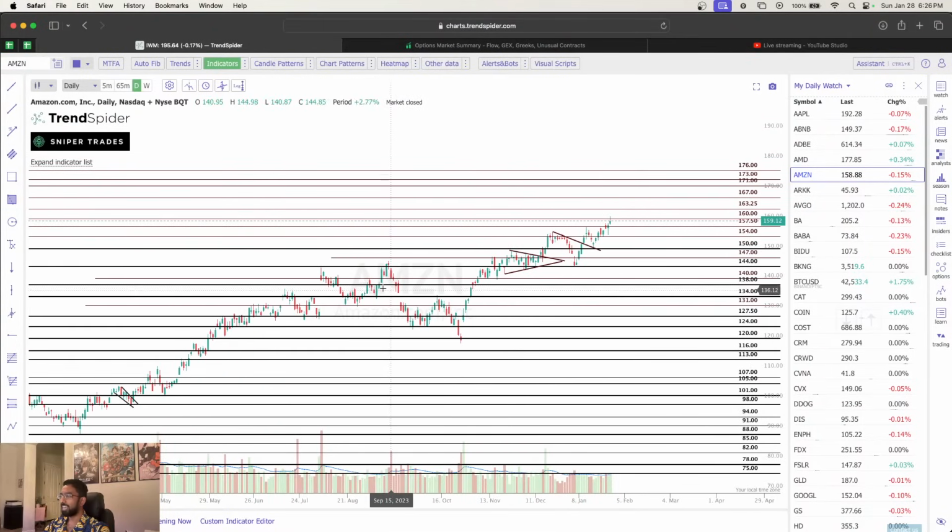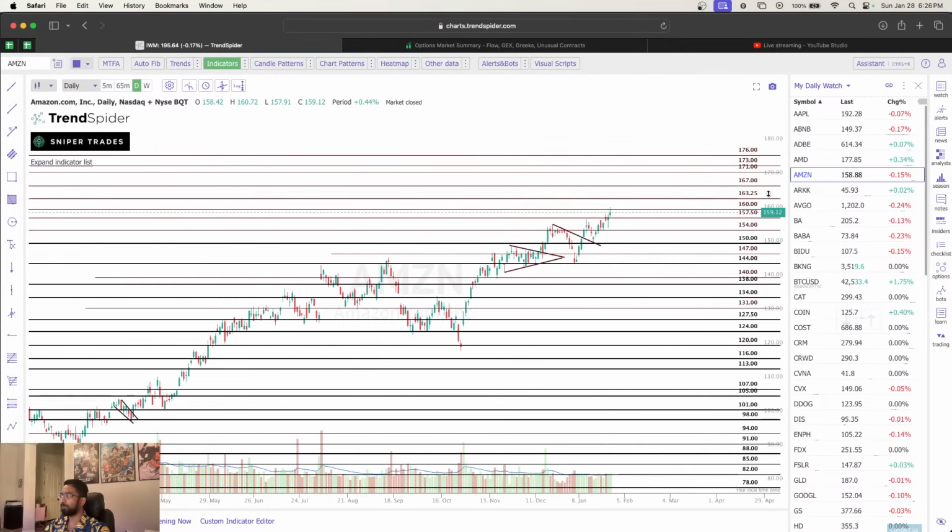It usually does that, and I feel this is going back up to like 173, 176 kind of range after its earnings. Given how much bullish flow we are seeing on Amazon, it's kind of weird that it's not breaking out. Anyway, it is breaking out of that consolidation.